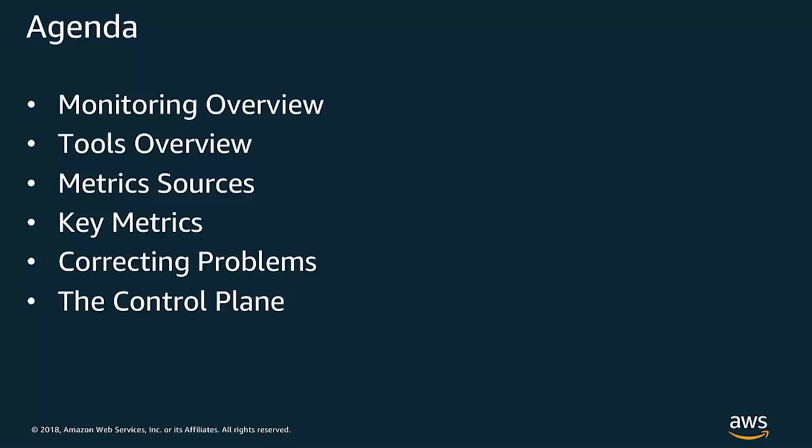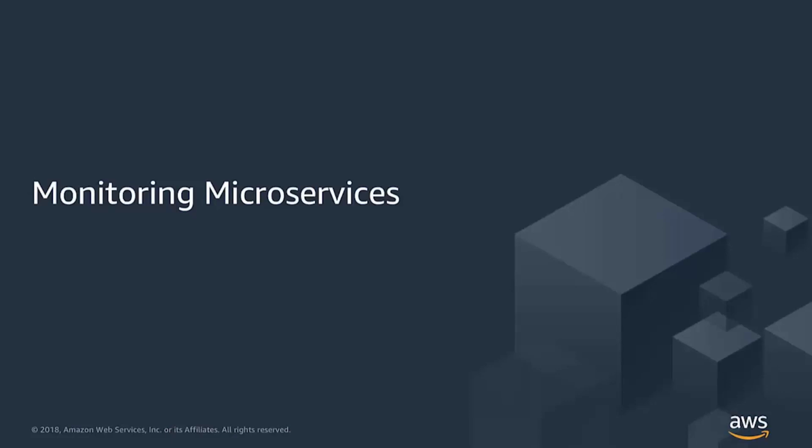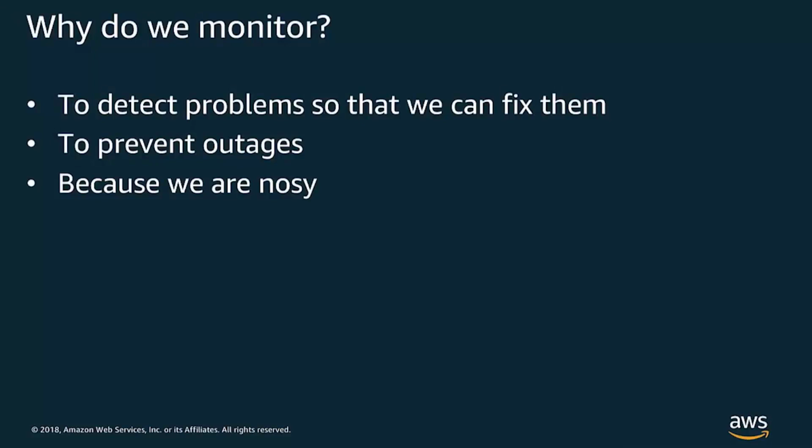So moving on to monitoring microservices. Why do we monitor? Well, it's pretty self-explanatory. We're looking to detect problems so that we can fix them. And that's really about preventing outages. If you tried to monitor a Kubernetes cluster with just node and load balancer metrics, you're going to have a bad time. And of course, we're pretty nosy. We want to know what's going on in our cluster.